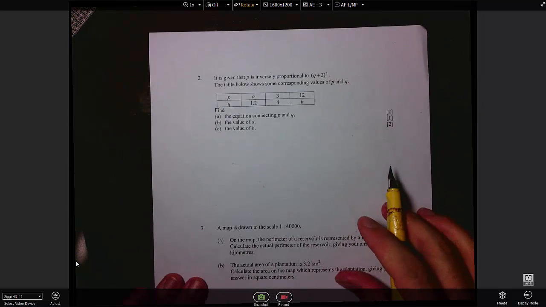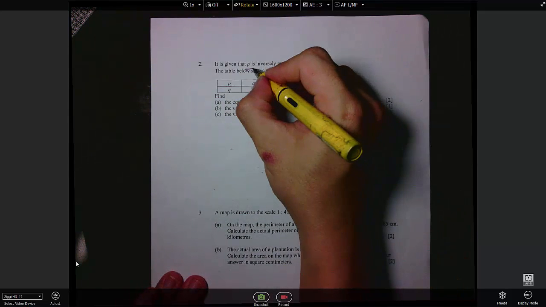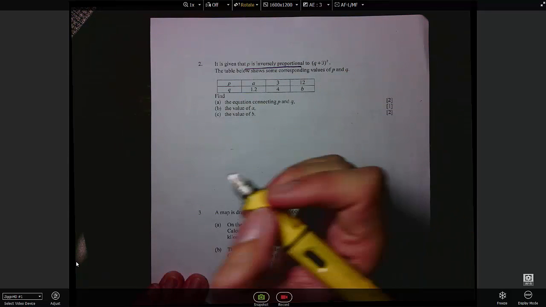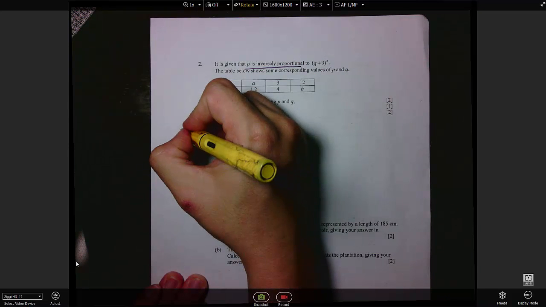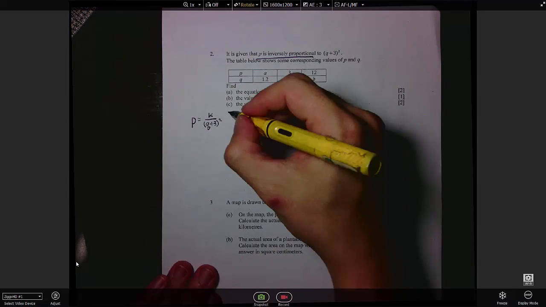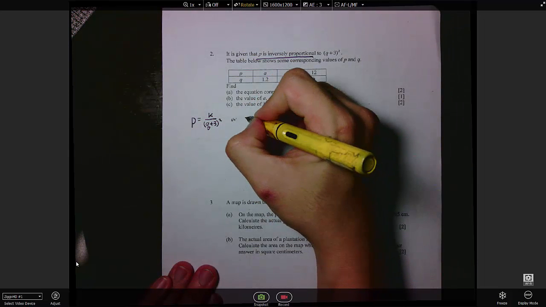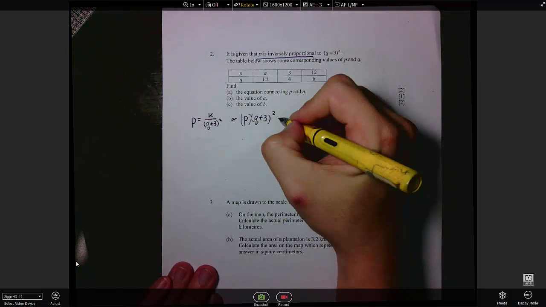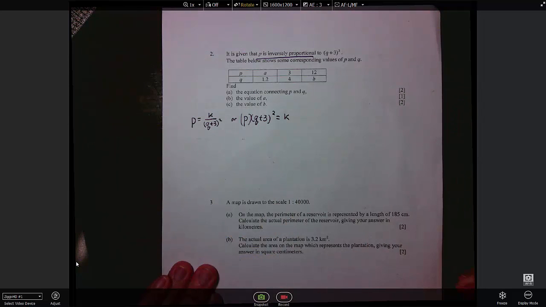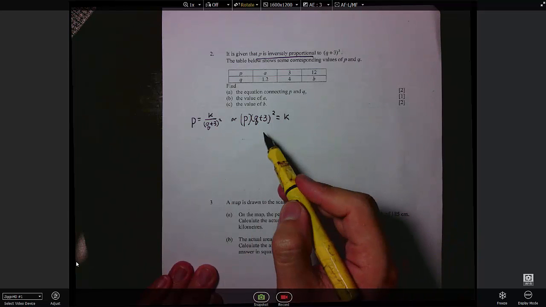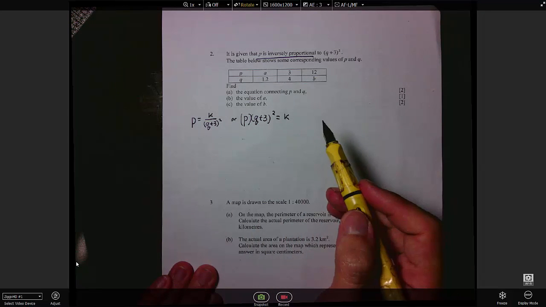Okay, question 2. P is inversely proportional to Q plus 3 square. First thing you do is to write down the equation. There are two ways to write this. Okay, you can write P is equals to k over Q plus 3 square. Alternatively, if you wrote it as P times Q plus 3 square is equals to k, both of these are the same thing. So either one, for inverse proportion you write this, or you have written this. Both are the same thing.